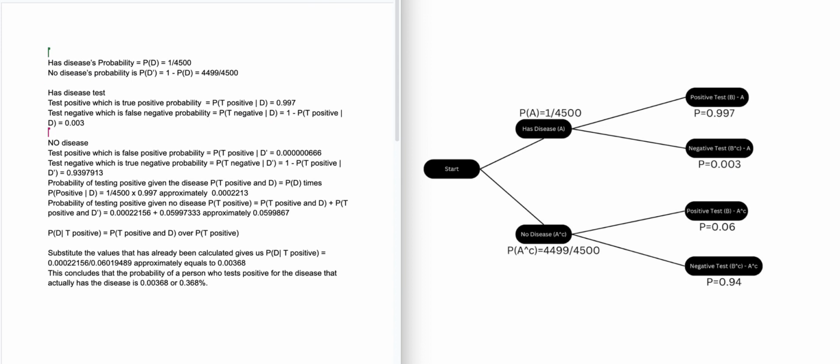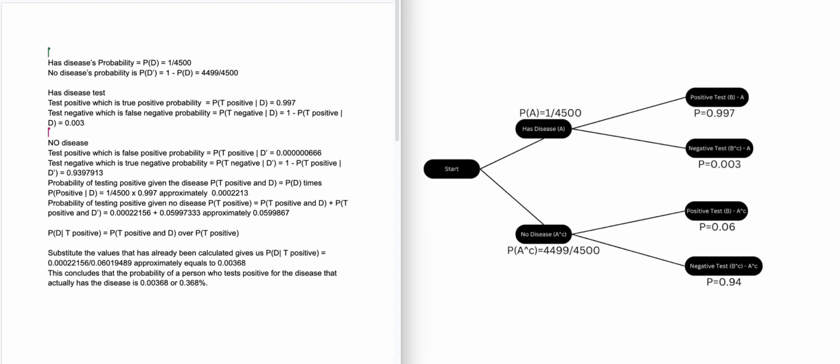And this second split, which is next on the right, is about the test result. If a person has the disease, A, and the test correctly says positive 99.7% of the time, the probability of B given A is 0.997, and the negative 0.3% of the time, the probability of B to the power of C given A equals 0.003, which is basically a negative test on the top of this tree diagram to the right.